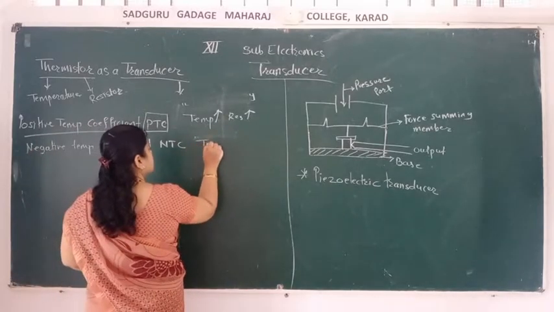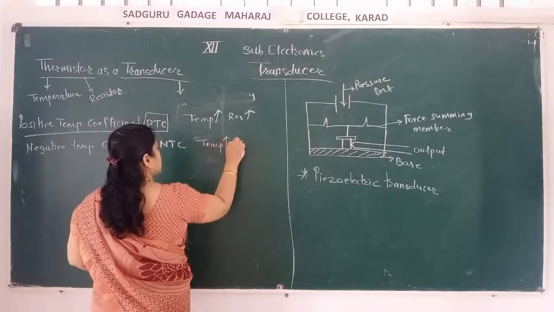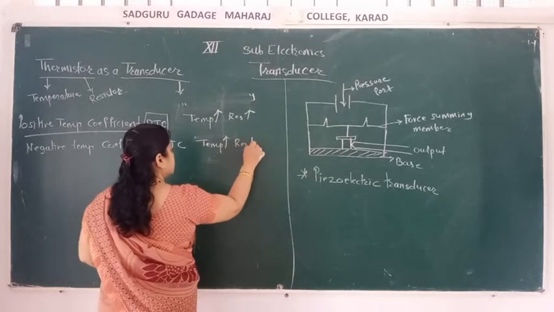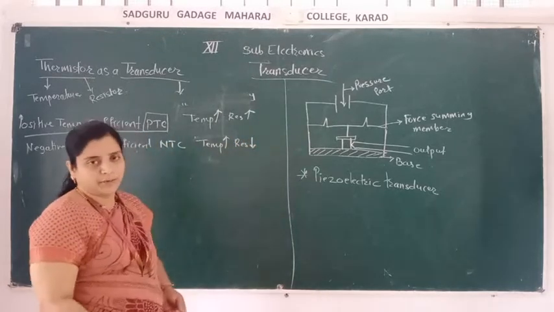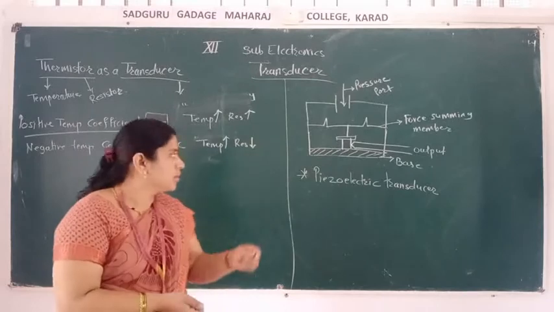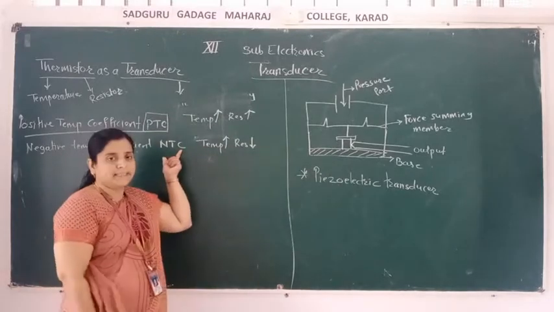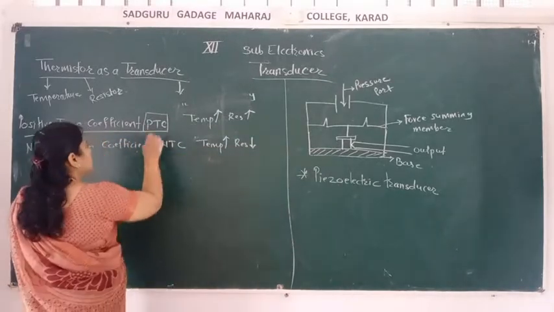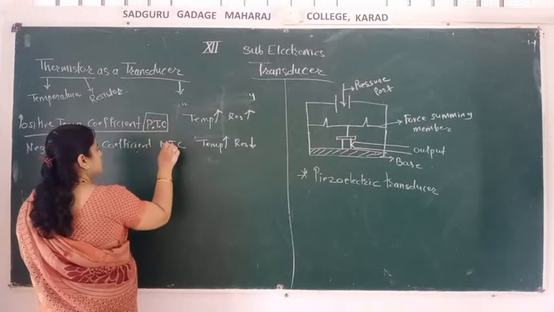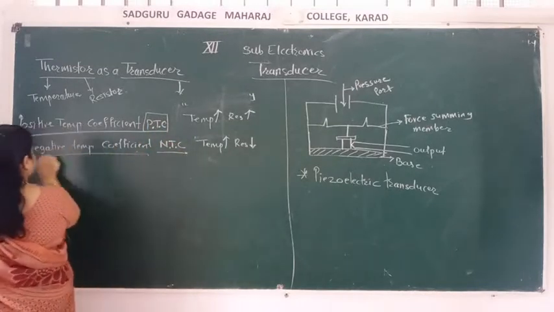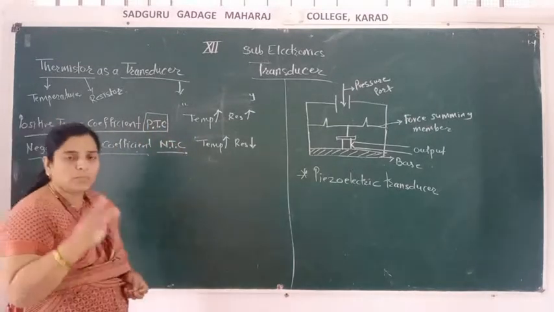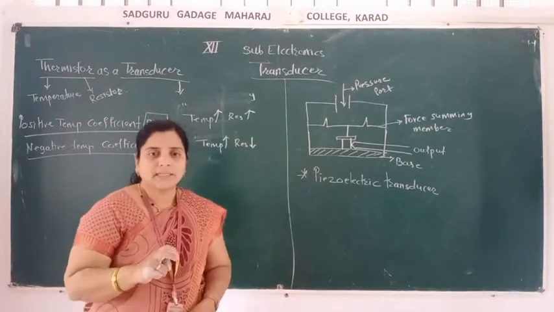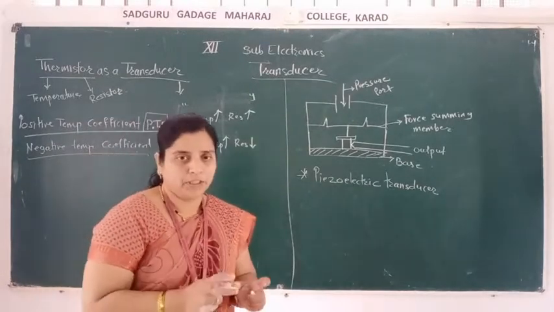Here, temperature increases and resistance decreases, which is called a negative temperature coefficient. So it is called NTC, the negative temperature coefficient. So this thermistor has two properties, and the thermistor works on temperature.